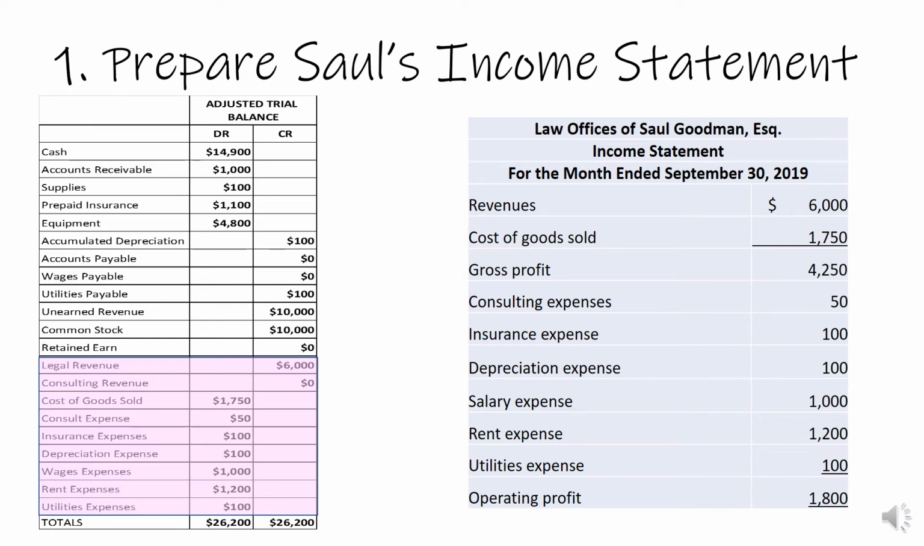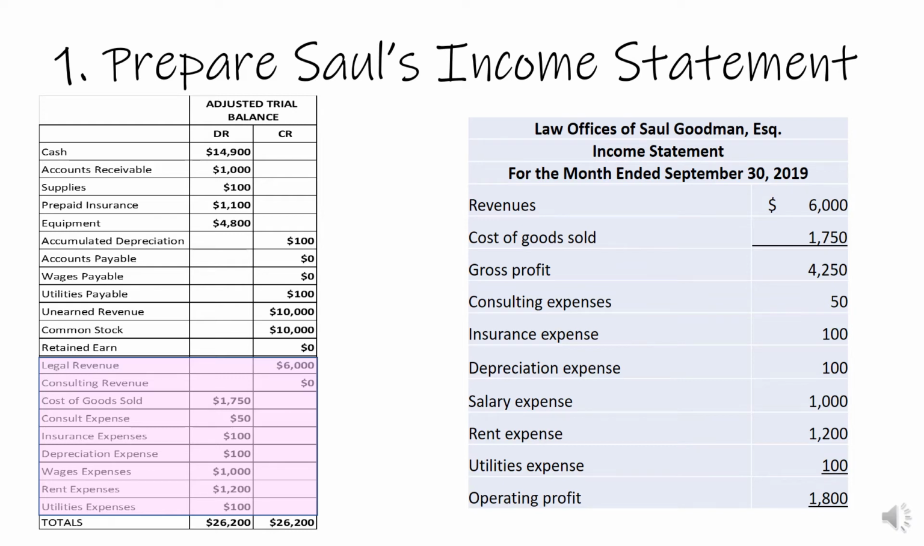Then we subtract each of the categories of expenses that we incurred during the month. We see Saul had consulting expenses, insurance expense, depreciation expense, salary expense, rent expense, and utilities expense. As he gets into a pattern of business and can better understand his operations, he might also accrue for income taxes, and he might also add other categories of expense that better reflect his operations. The difference between the gross profit and these operating expenses, or selling, general, and administrative expenses, is his operating profit.